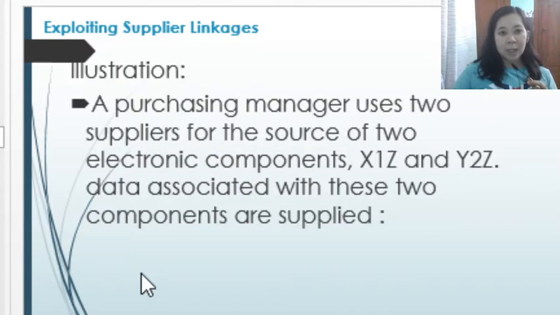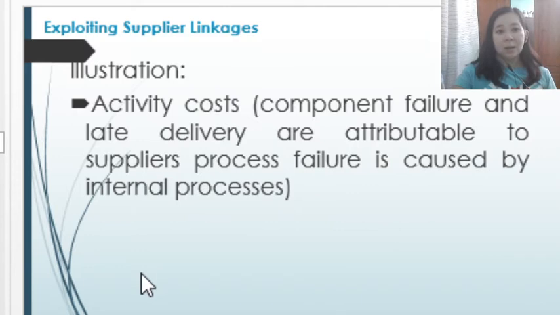Okay, so here we have an illustration. For example, a purchasing manager uses two suppliers as the source of two electronic components. That is component X1Z and component Y2Z. The data for these two components are supplied. So the activity costs, which include the component failure and late delivery, are attributable to the suppliers.